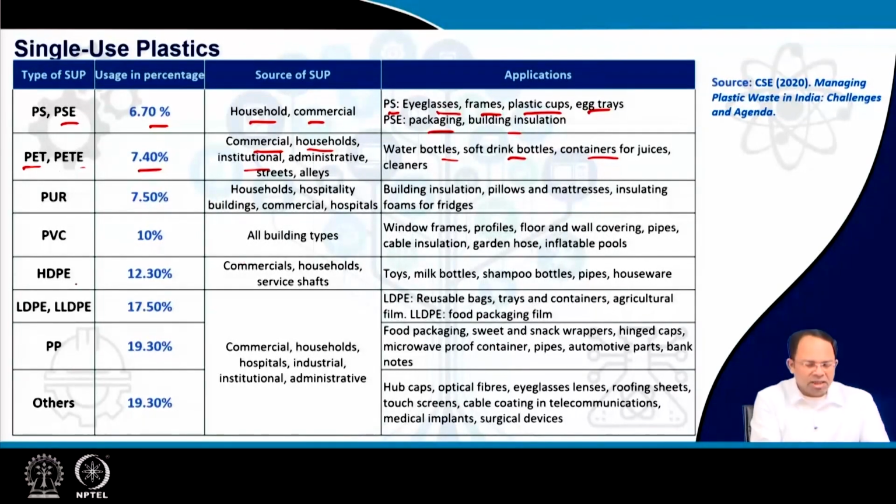Similarly, you can find HDPE, which is shampoo bottles, pipes, houseware. All the pipes are HDPE pipes, right? So you find them in service shafts, households, commercial areas, and so on. All these different categories of plastics are listed over here. This shows us what percentage of what type of plastic we are generating, and this can help us in understanding where we can take some measures so that we can reduce those single-use plastics and replace them with materials which are either non-single-use or totally alternative materials. That will reduce the overall plastic waste that will be generated.